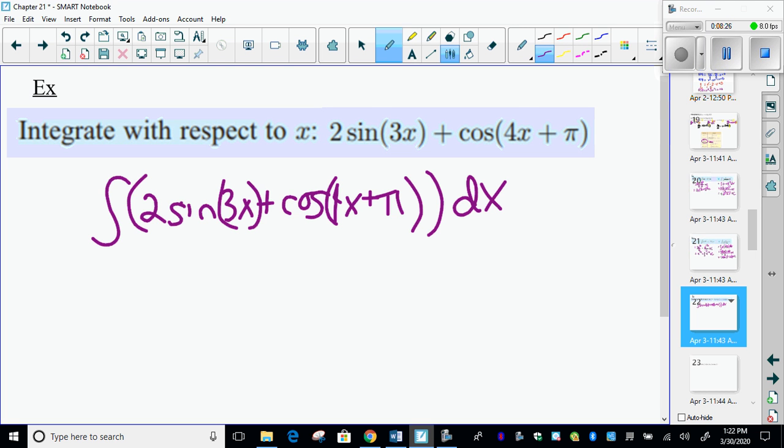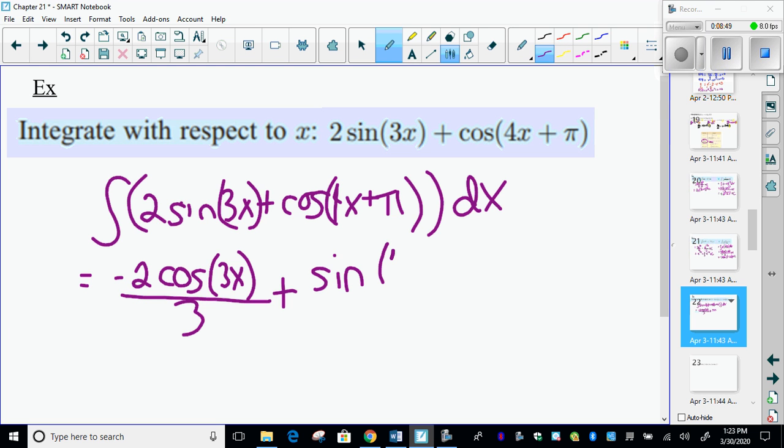So now when I integrate, the integral of sine of x is negative cosine of x. So therefore, it's negative 2 cosine of what we had, 3x, but then I'd have to attach on that times 3. So therefore, we're going to divide that by 3. Derivative of cosine is sine. So therefore, this is a sine of 4x plus pi. But when I take the derivative of 4x plus pi, then I'd be multiplying by 4, therefore I have to divide out the 4. And then plus c.